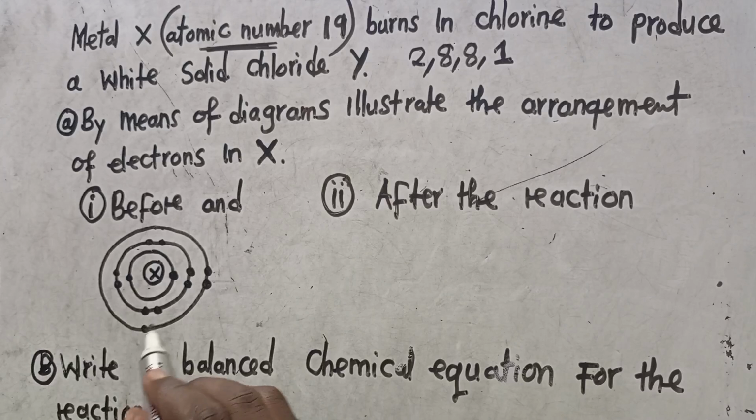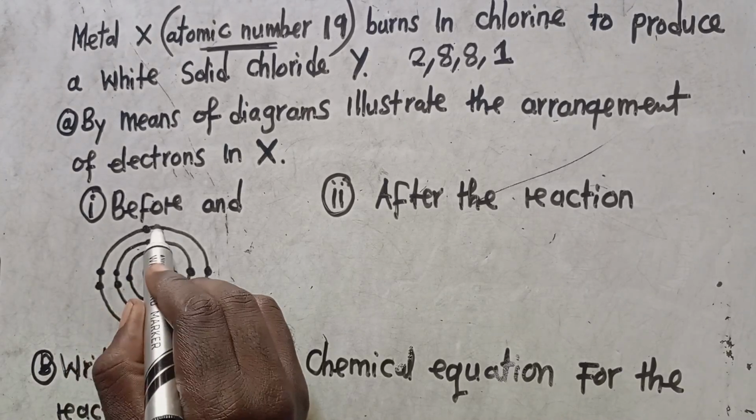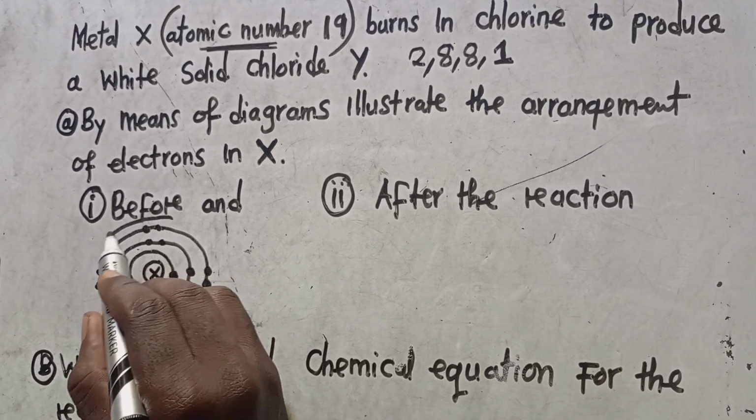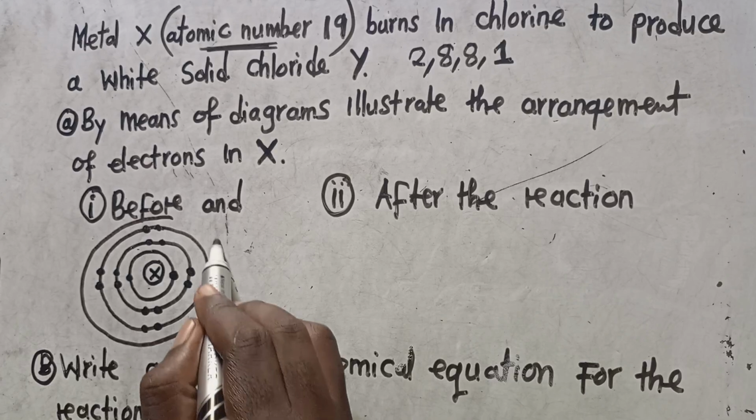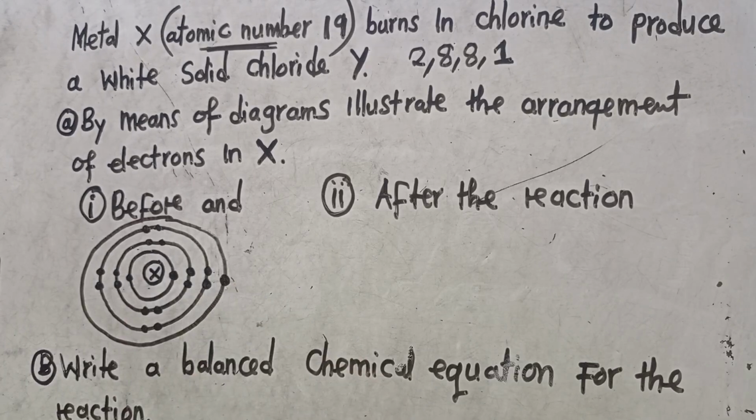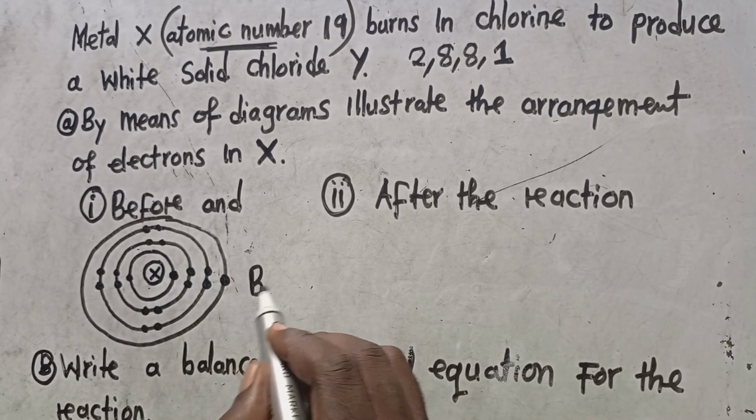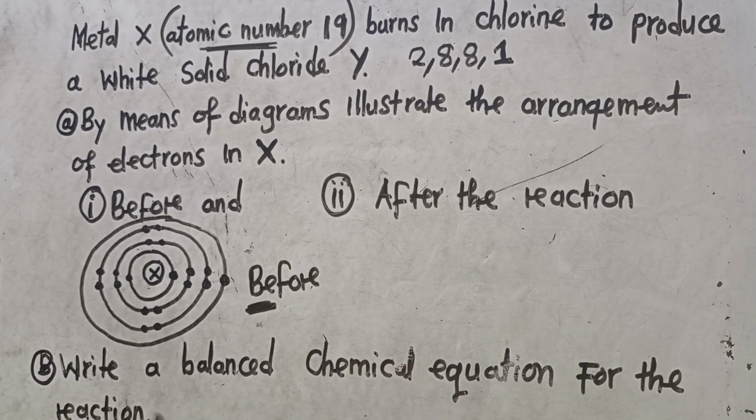I guess you're able to follow. This is how you are supposed to be putting them. Then the last shell is having how many electrons? It is just having 1. So this is the diagram before. This is how it is going to look. Before the reaction, this is how it is.